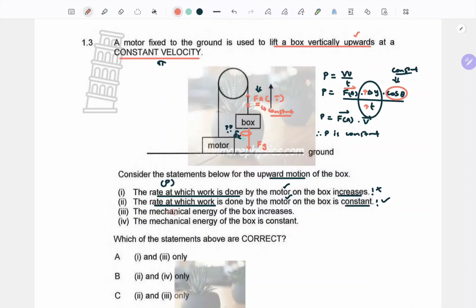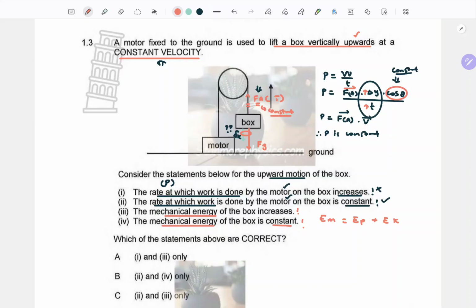It says the mechanical energy of the box increases, and the same statement here, the mechanical energy of the box is constant. Now, is that so? Again, we can evaluate this together. We know that Emech is equal to the sum of the potential energy EP plus kinetic energy EK.